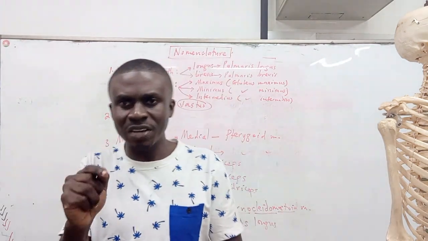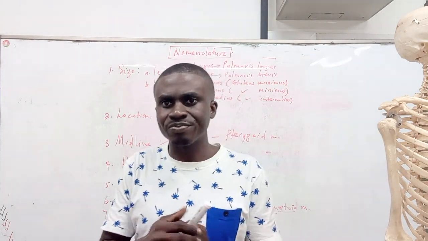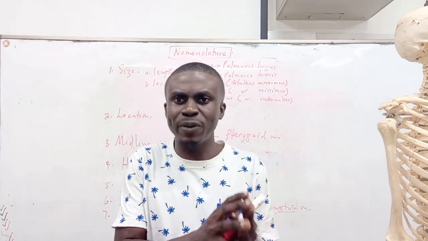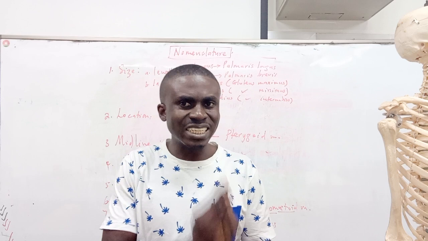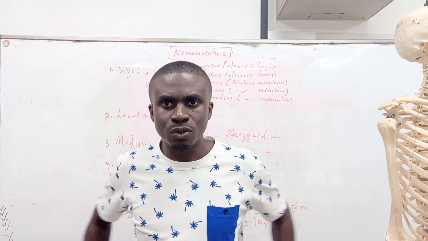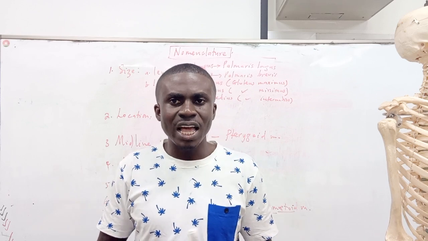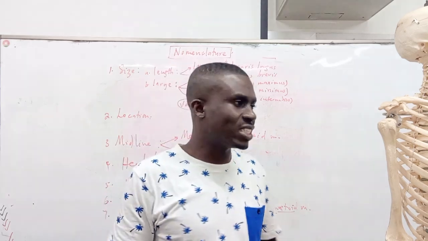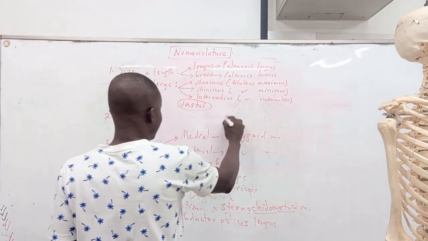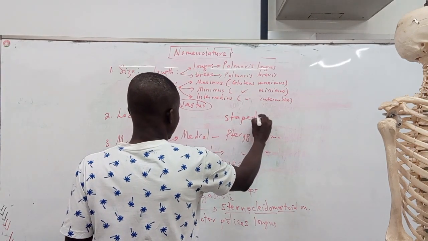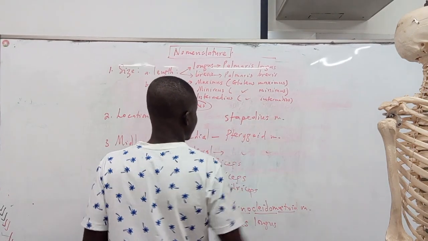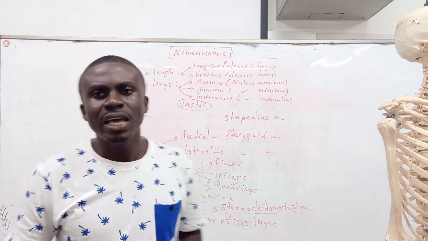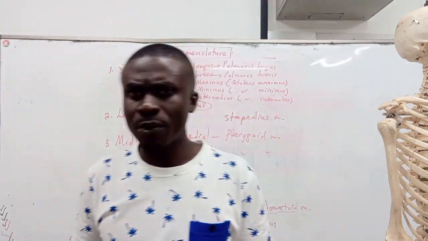Before I forget, let me tell you. We've seen that the longest muscle is called sartorius. The largest muscle is called gluteus maximus muscle. How about the smallest muscle? It's found in the middle ear here. We call it stapedius muscle.